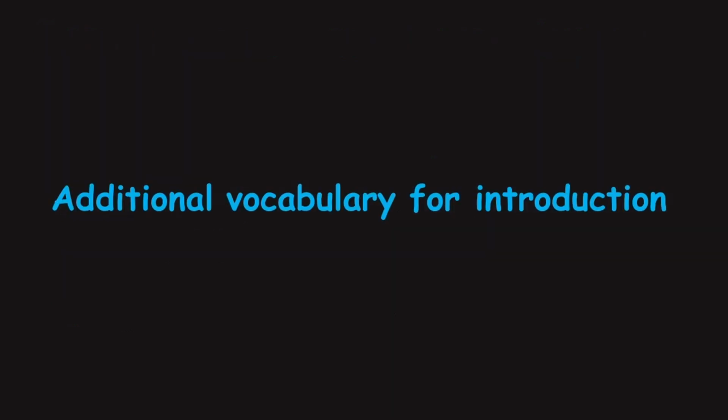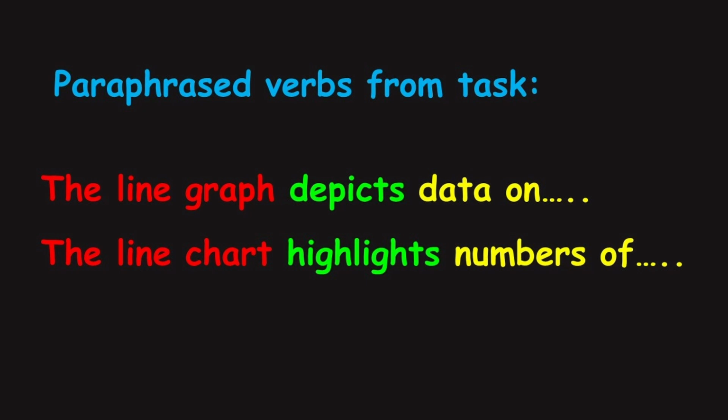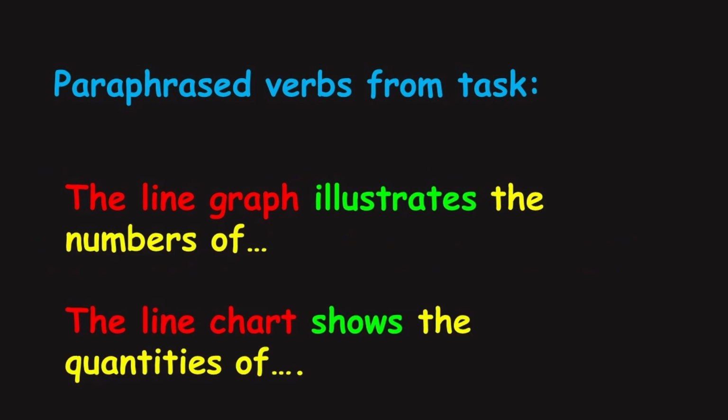Before we start analyzing the example, let us consider some additional vocabulary for introduction writing. I provided some examples of how to paraphrase verbs from the task. The line graph shows information about how much. Paraphrase 2. The line chart presents data about the quantity. The line graph depicts data on. Paraphrase 2. The line chart highlights numbers of. The line graph illustrates the numbers of. Paraphrase 2. The line chart shows the quantities of.